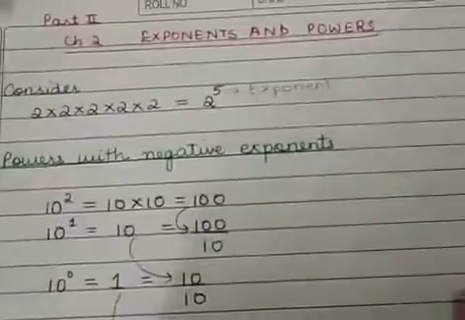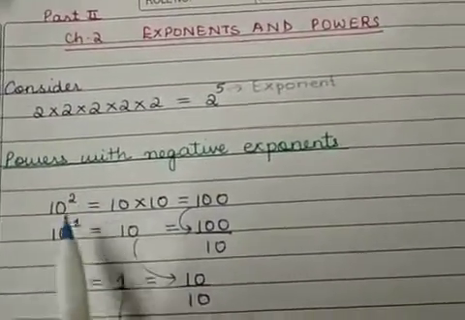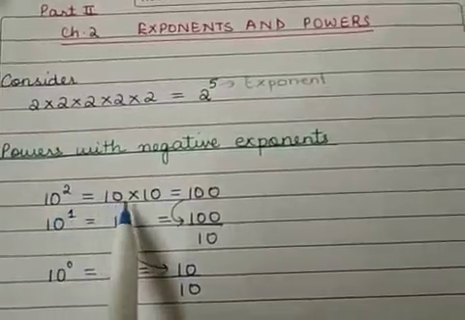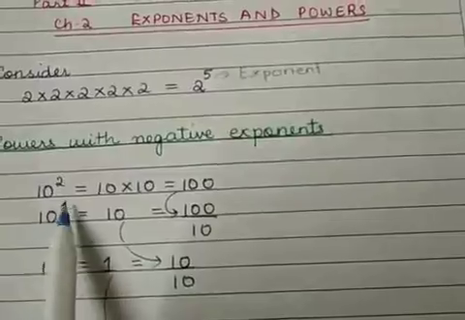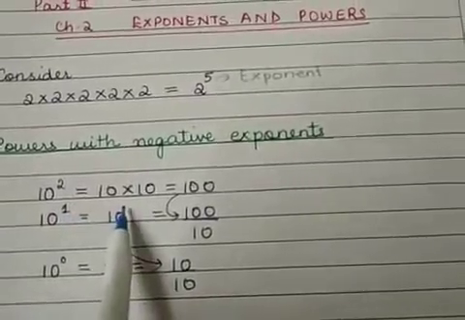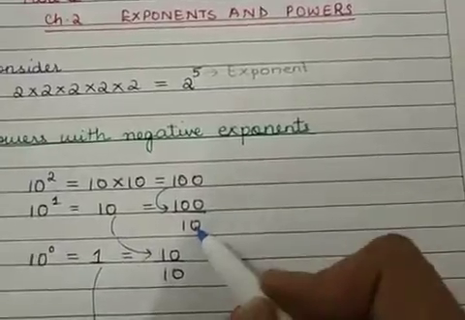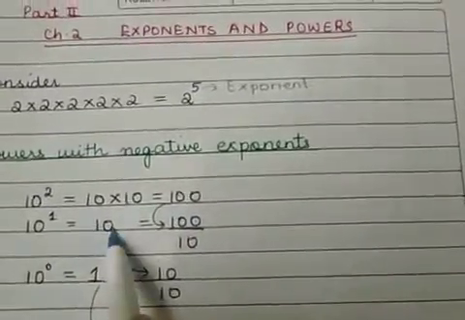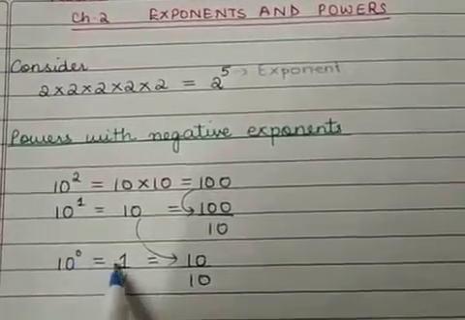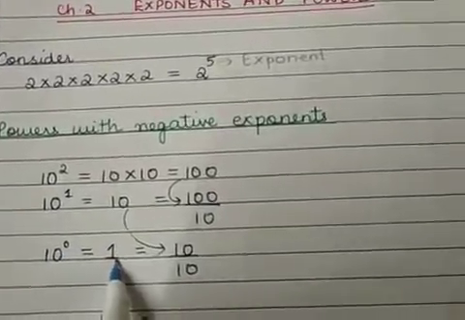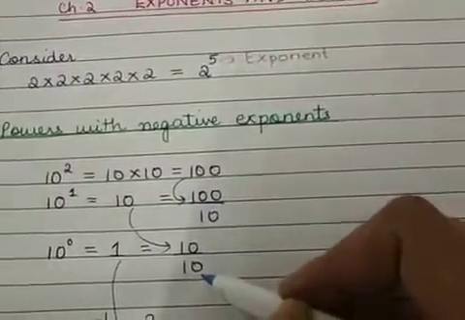Now let us see what happens to the powers with negative exponents. 10 squared is equal to 10 into 10, which is 100. 10 raised to 1 is 10. Now this 10 can be written as 100 upon 10. 100 upon 10 is the same as 10. Now 10 raised to 0 is equal to 1. 1 is nothing but 10 upon 10.